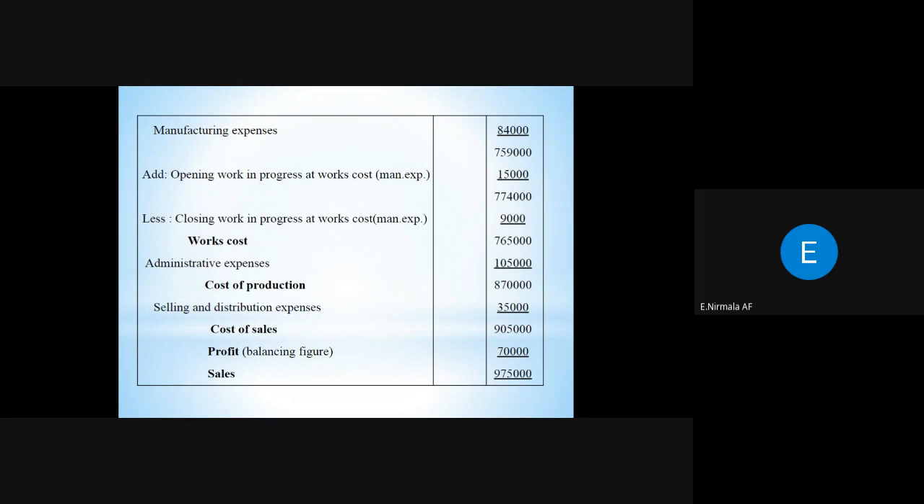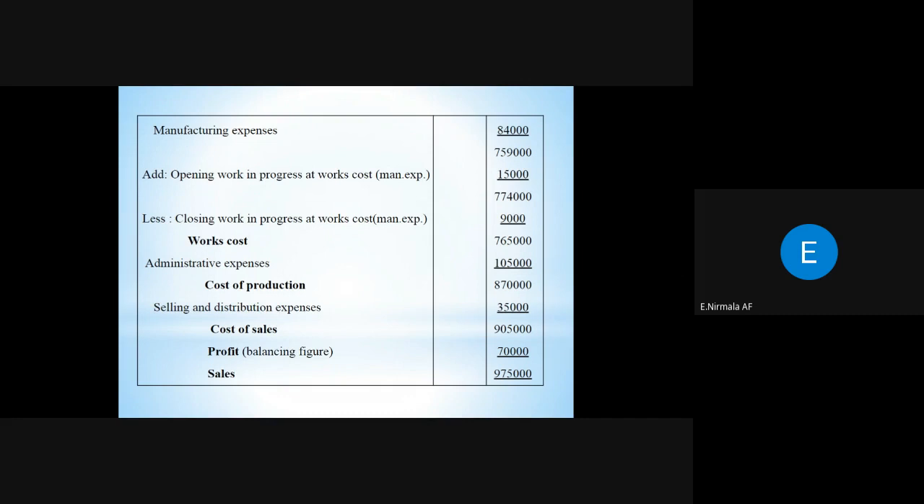From this 7,65,000, what we have to do? We have to add administrative expenses or office overhead, right? 1,05,000. Then we will get cost of production rupees 8,70,000. What is the third overhead? Selling and distribution overhead or selling and distribution expenses of rupees 35,000. So we have to add this overhead. Then we will get cost of sales 9,05,000.